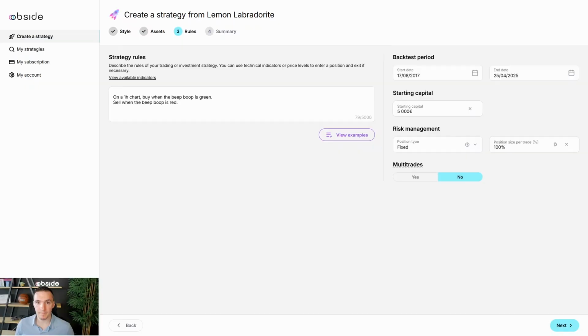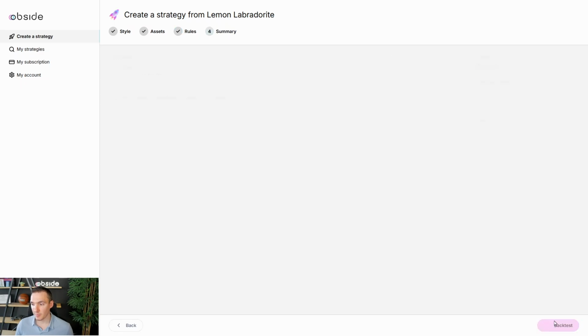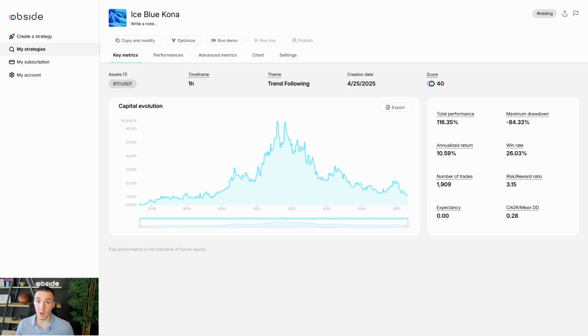We're now going to do the exact same test, but instead of using the MACD, we will use the beep boop. So I just told Opsid's AI to do the same thing on a 1 hour chart: buy when the beep boop is green and sell when the beep boop is red. I'm starting the backtest and here we go. Okay, though not awesome, this is still night and day between the MACD and the beep boop. While the MACD was clearly going to ruin, the beep boop is actually not giving a negative edge.